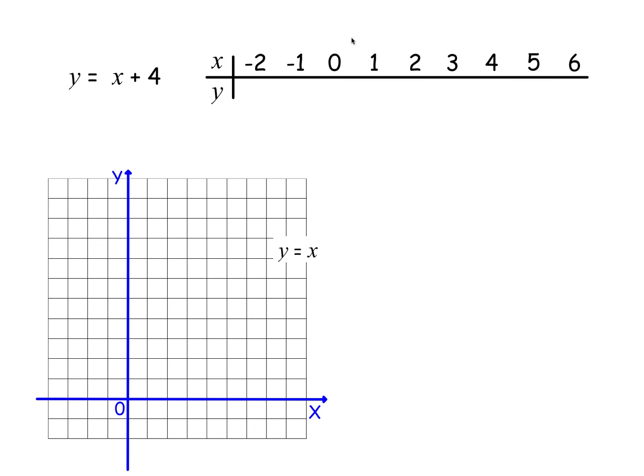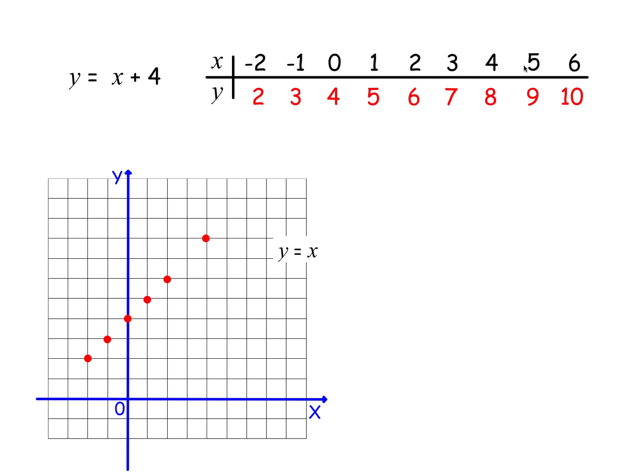This is the second part. This is adding a number on the end, y equals x plus 4. So take the x coordinate and add 4. -2, add 4, you get 2. -1, add 4, you get 3. 0, add 4. 1, add 4, and so on. So we take the x coordinates and we give them an extra 4. Plot the points -2, 2, -1, 3, 0, 4, etc.